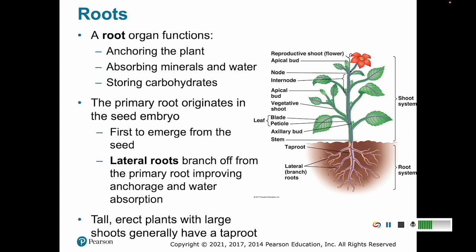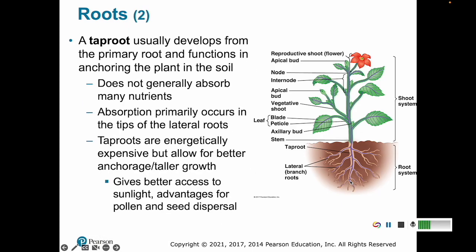When plants are very tall, they're generally going to have a structure called a taproot. And a taproot is going to be this large root that comes down. Taproots usually develop from the primary root. They're not going to be very good at absorbing nutrients, so they're energetically costly, but they allow the plant to anchor itself better, which allows it to grow taller.